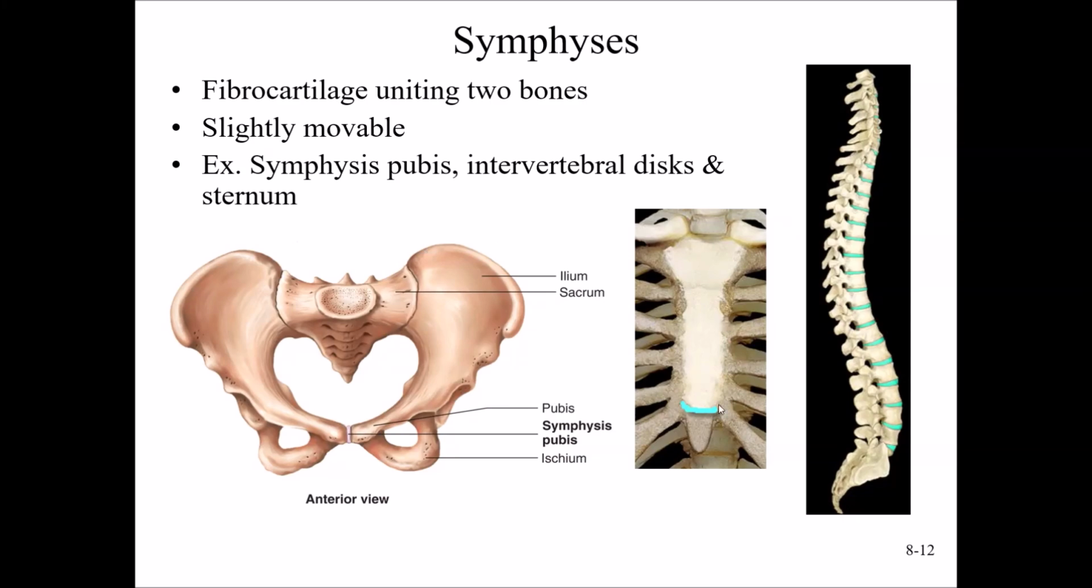Here's your image of the sternum. There's the body and the xiphoid process here at the bottom. And so you have a little bit of fibrocartilage that separates these two sections of the sternum. And then lastly, we mentioned the fibrocartilage pads or discs that you have between the vertebrae. So that would be technically a symphysis type of joint.